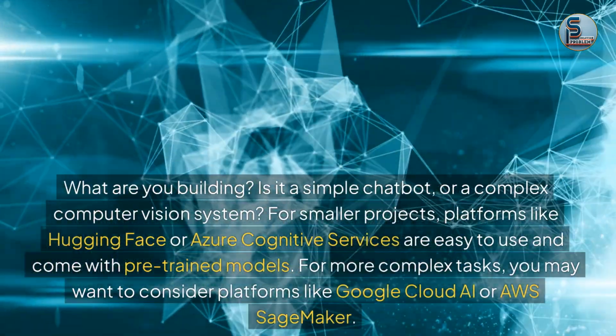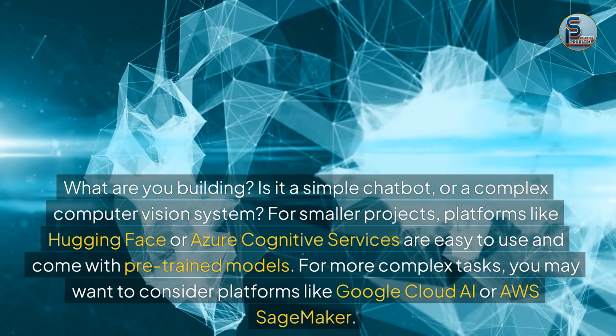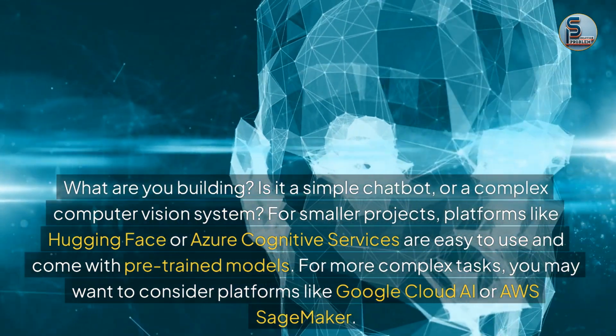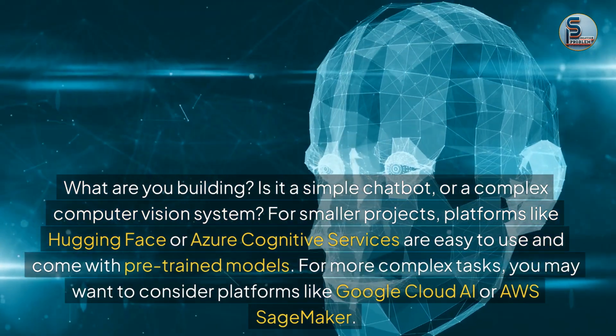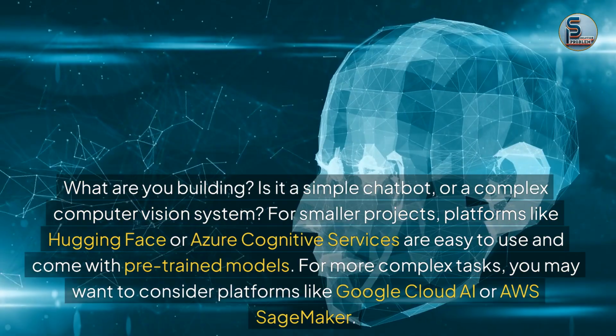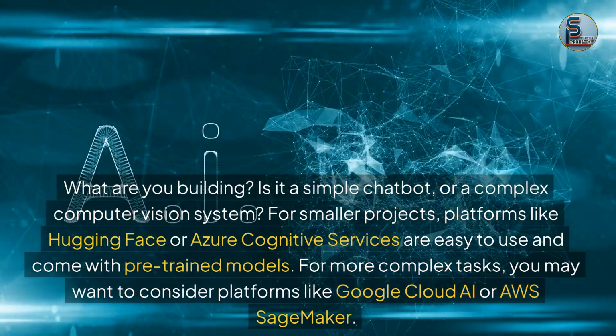What are you building? Is it a simple chatbot or a complex computer vision system? For smaller projects, platforms like Hugging Face or Azure Cognitive Services are easy to use and come with pre-trained models. For more complex tasks, you may want to consider platforms like Google Cloud AI or AWS SageMaker.